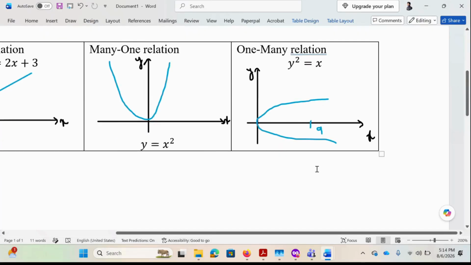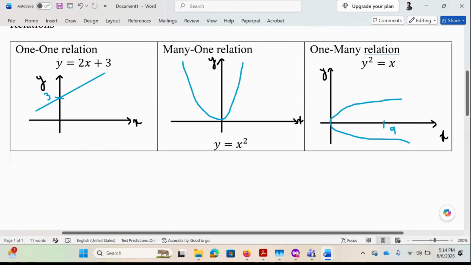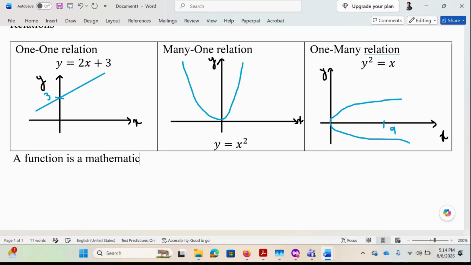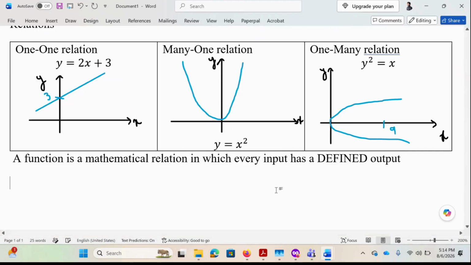Now, what is a function? A function is basically a mathematical relation in which every input has a defined output. Now, what do I mean by defined output?